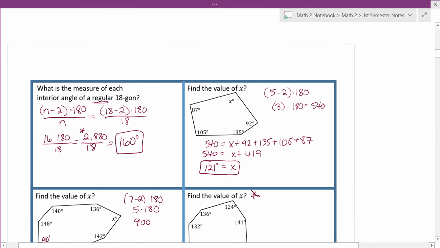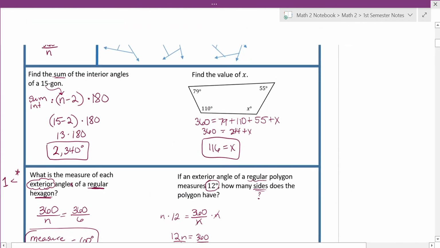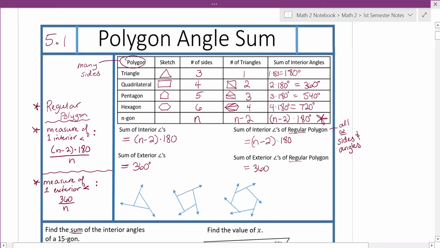Okay, so there's our first set of notes, you guys, 5.1, talking about the measures of angles in polygons. And we got some formulas up here at the top that are going to be very important to remember.